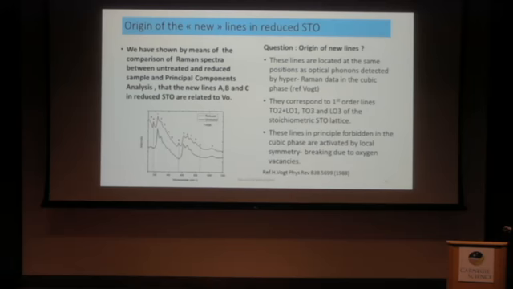Now the question is, what is the real origin of these new lines? Because I remind you that, in principle, in the cubic phase, no first-order Raman scattering is expected. First observation: these lines are located at the same position as optical phonons deduced by hyper-Raman data in the cubic phase. That means that these lines correspond to first-order lines of the stoichiometric lattice, and they are in fact activated by local symmetry breaking due to oxygen vacancy.